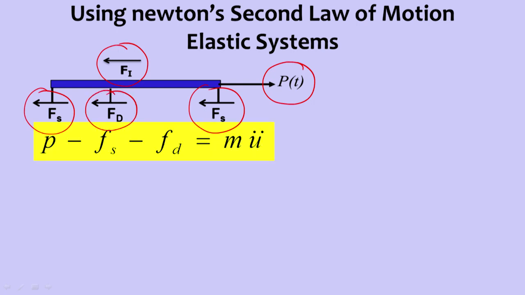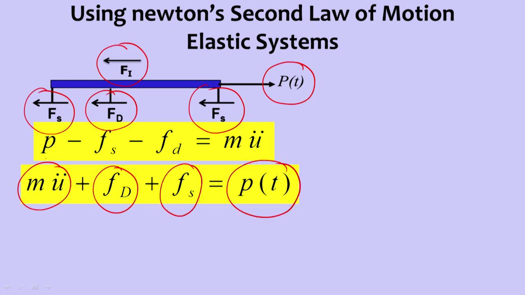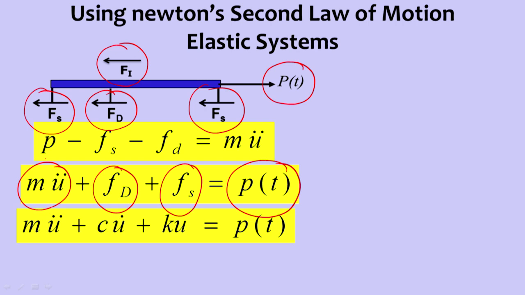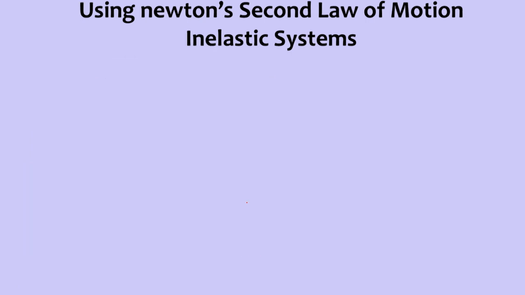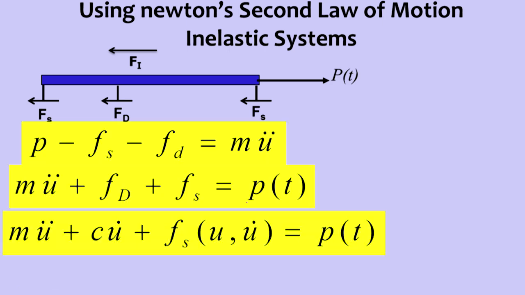Now if we write the equation of equilibrium, the external force, stiffness force, and damping force are equal to the inertia force. If you look at the nature of the arrows, then m u double dot, then damping force, then stiffness force, is equal to the external force. The same thing can be written as inertia force, damping force, stiffness force, which is the elastic resisting force, applied force. The same thing, if we write it for inelastic systems, will become like this.